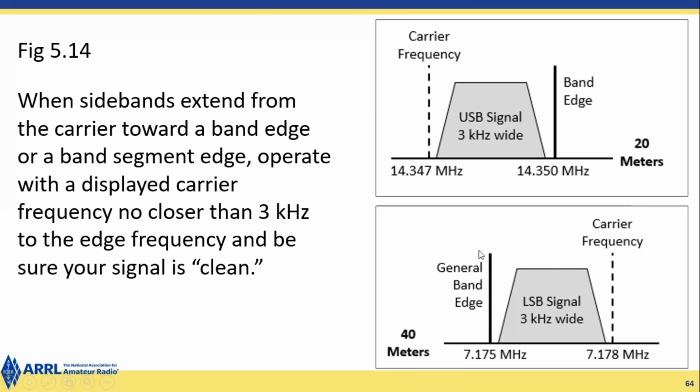Here's a 40 meter example. It's lower sideband. 7.175 is the low end for generals, we can't go below that. So you want to make sure you're set up at least 3 kilohertz above that.